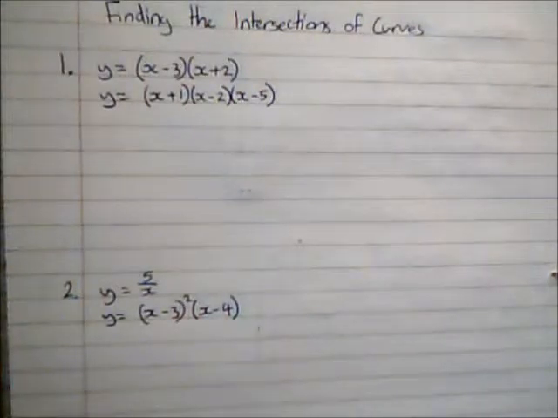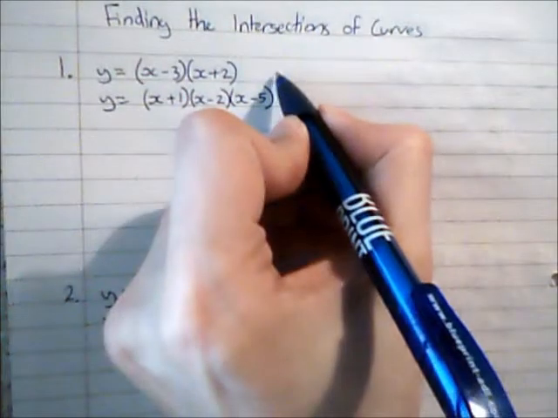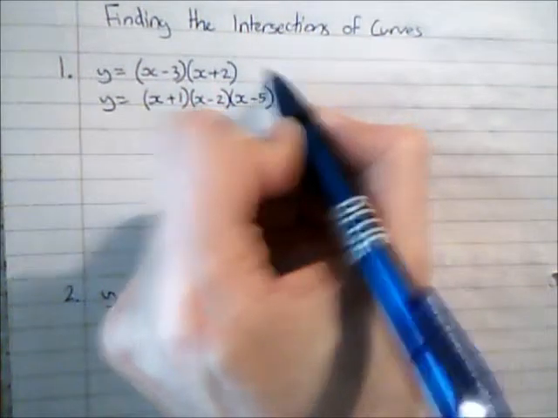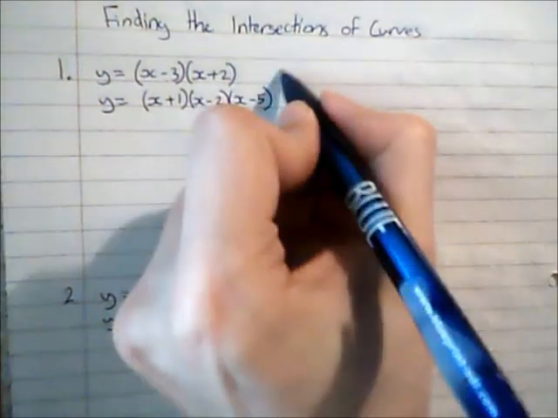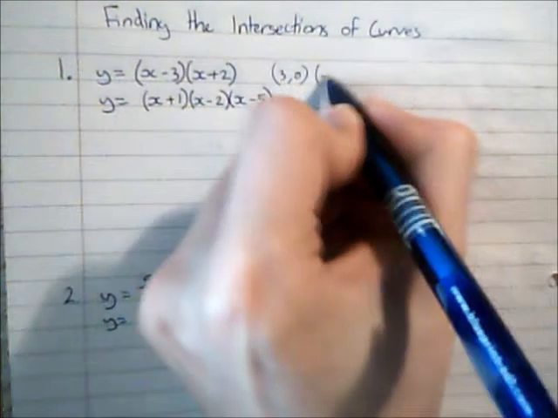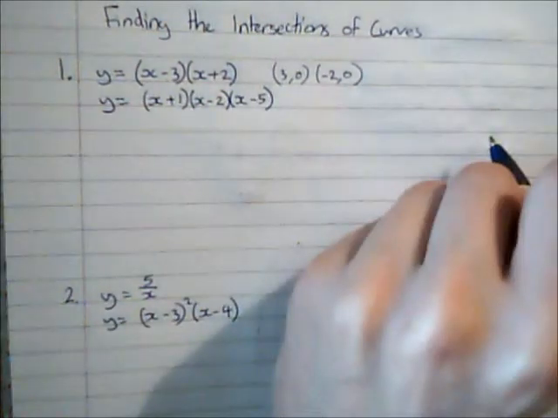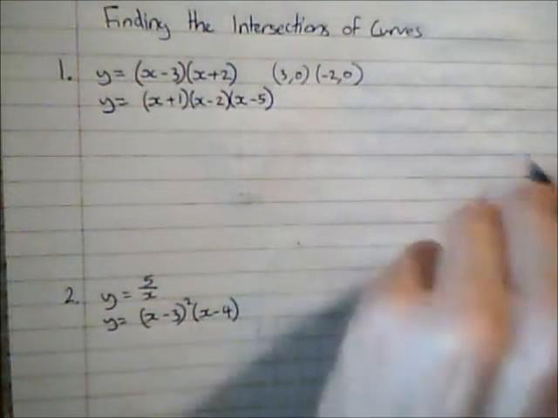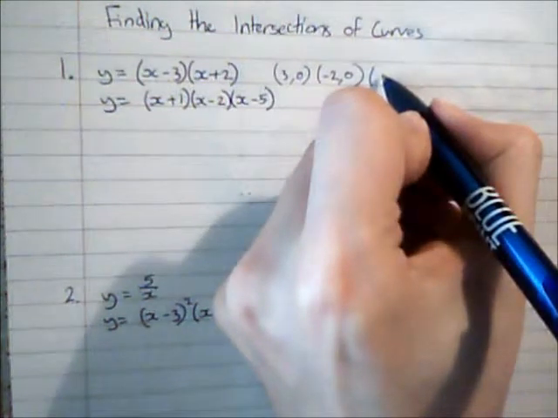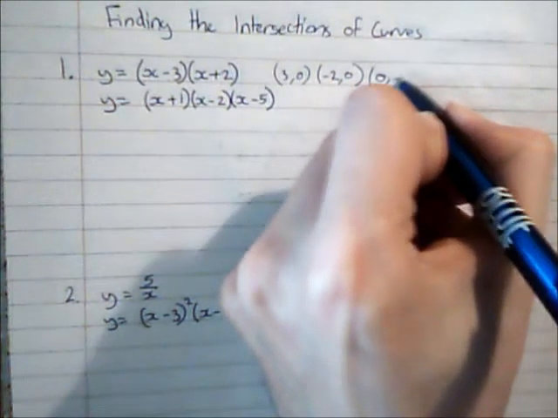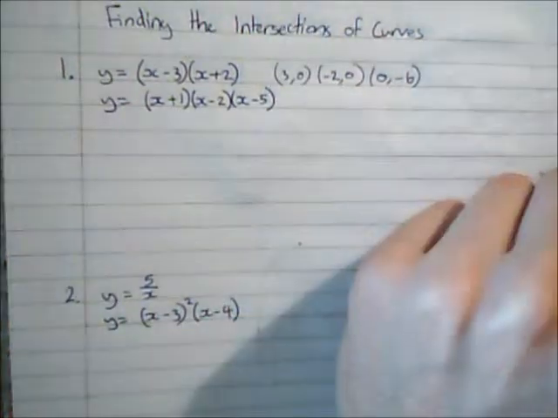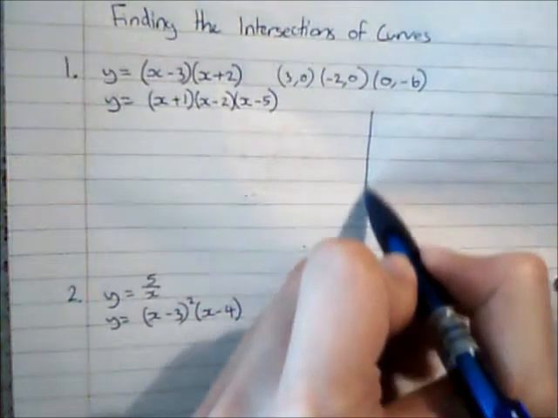So the way I'm going to do it is I'm going to sketch each function. I'm going to go through that quite quickly because there are other videos in this series on how to actually sketch them. So the first one is going to cross the x-axis at 3 and negative 2. So that gives me (3, 0) and (-2, 0). It's pairs of coordinates. And by substituting in x equals 0, I get the y-intercept, which is (0, -6).